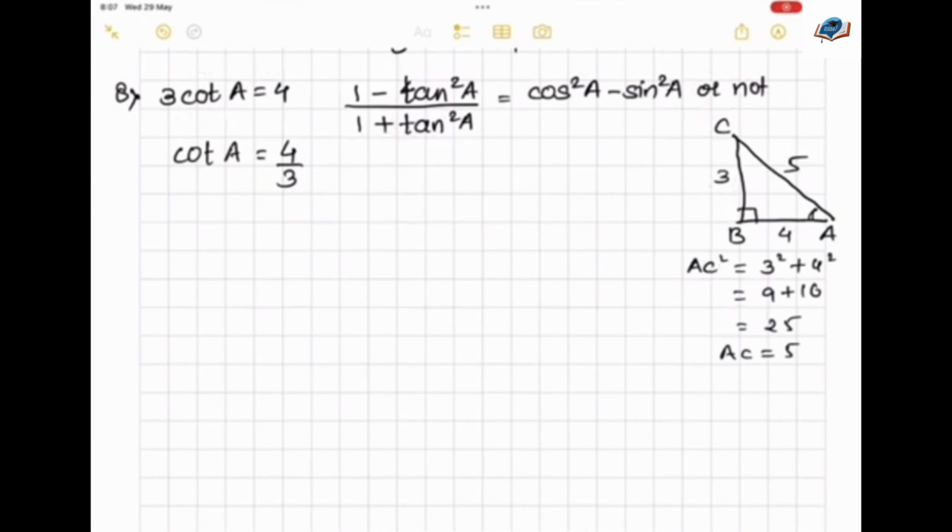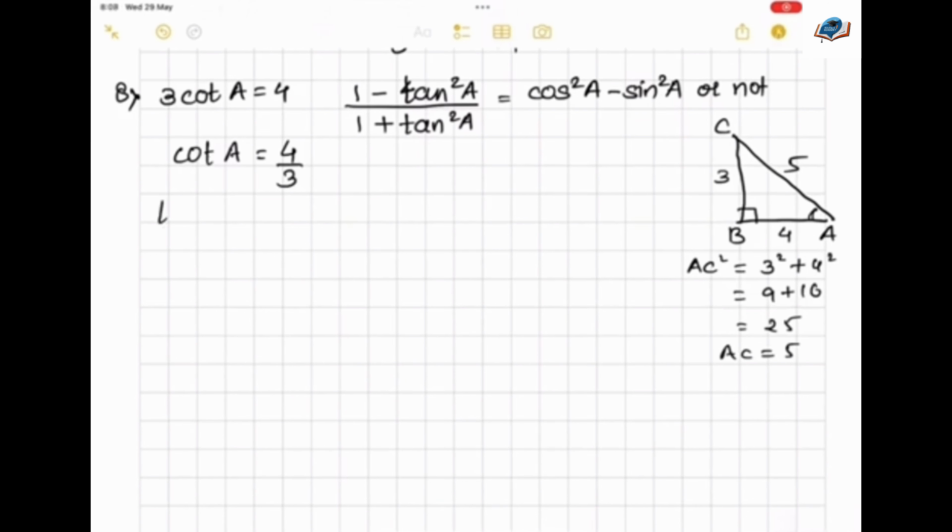Now eighth one is 3 cot A equal to 4. So cot A equal to 4 by 3 and find whether 1 minus tan square A upon 1 plus tan square A equal to cos square A minus sin square A or not. So here also first I have used the Pythagoras theorem and find the third side using the given values.